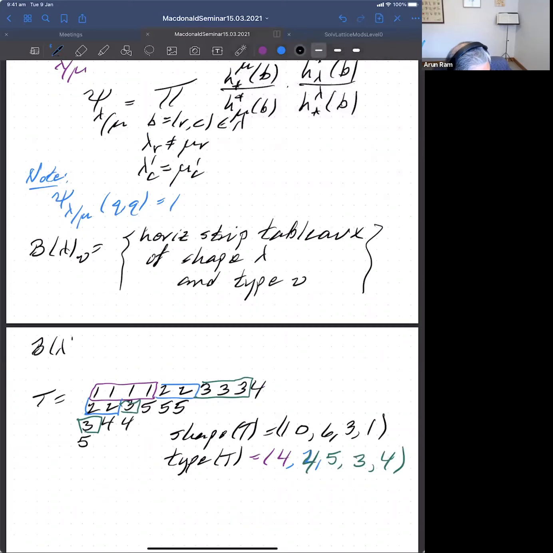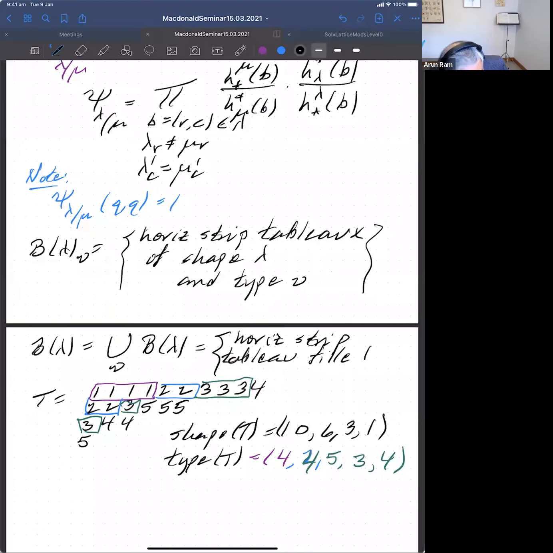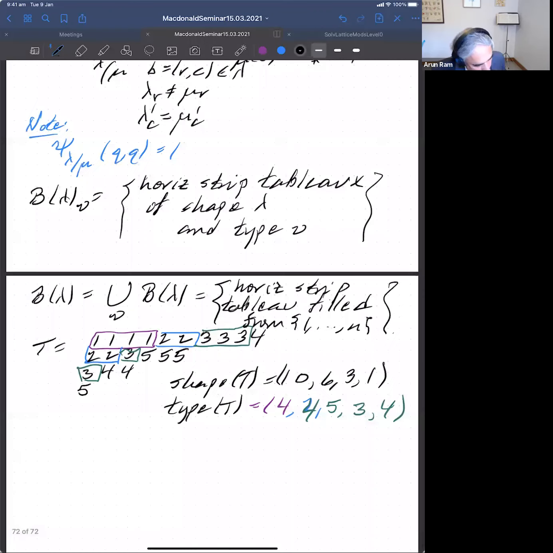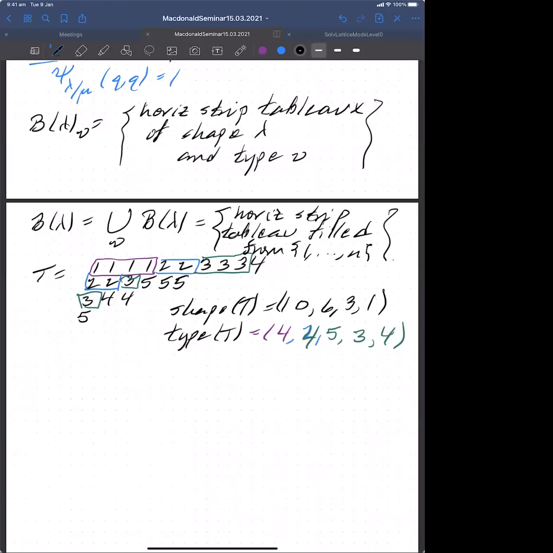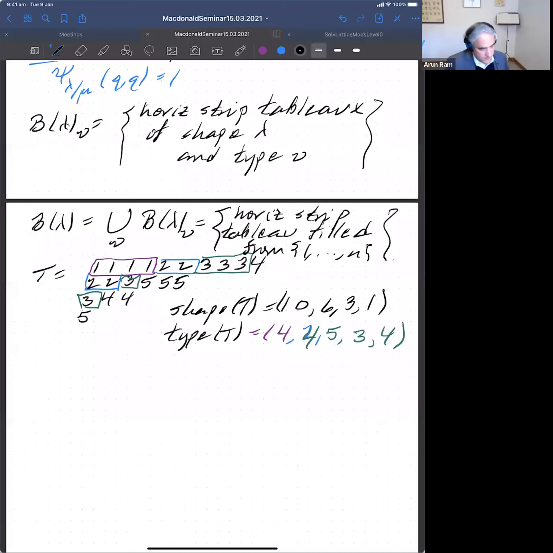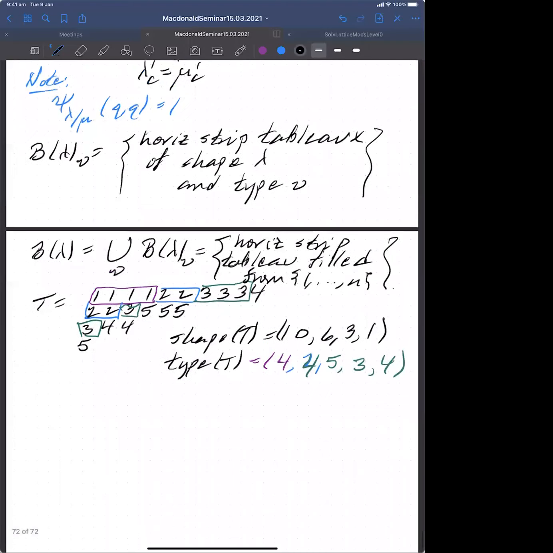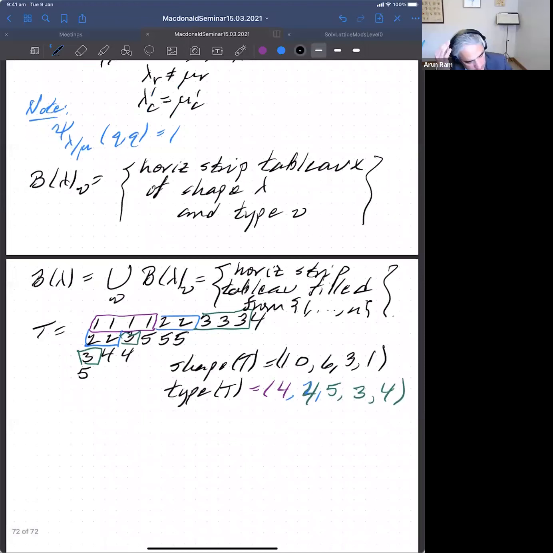And B lambda is the union over all possible types. So this is just the set of all horizontal strip tableau filled from 1 through n. Because I have fixed in advance the number of variables in my Macdonald polynomials. I think you need a subscript of nu on the B. Yes, thank you. Great.